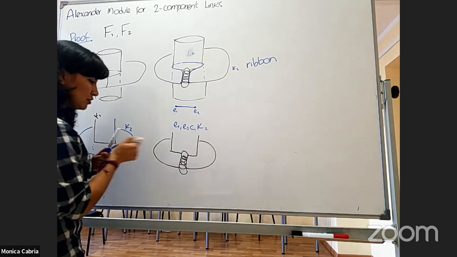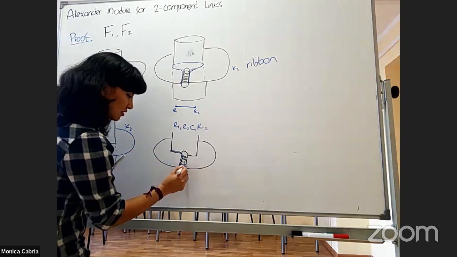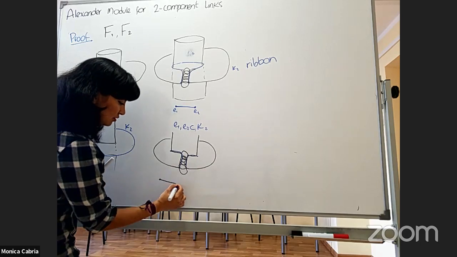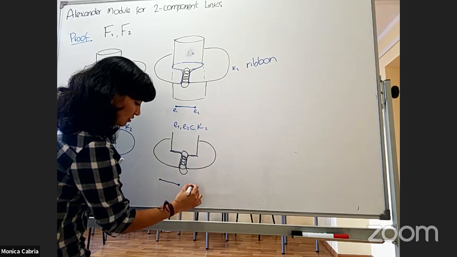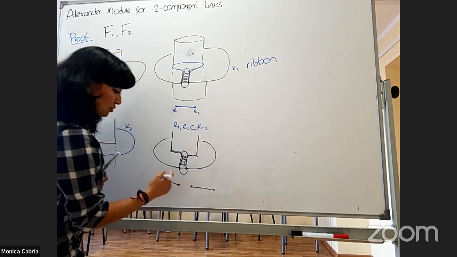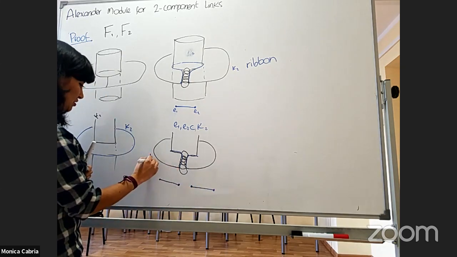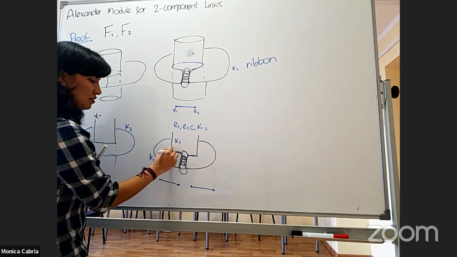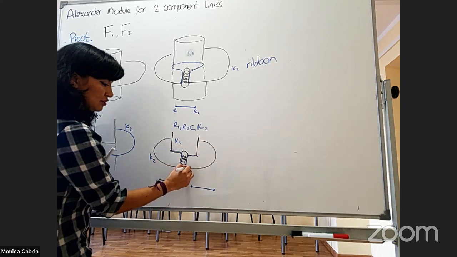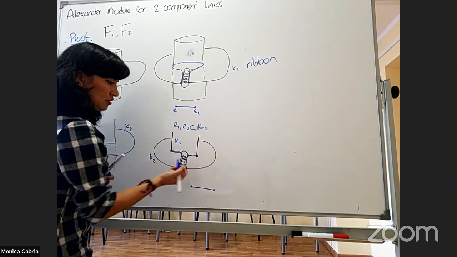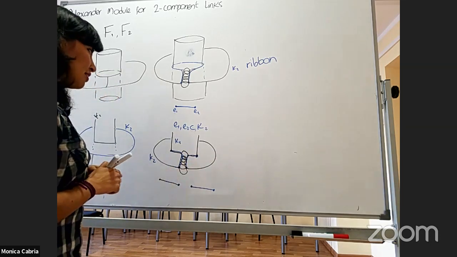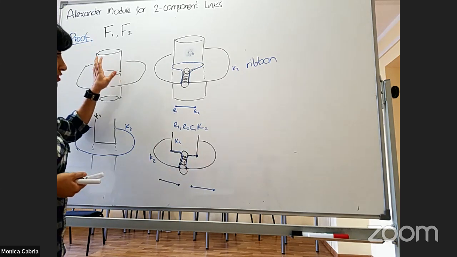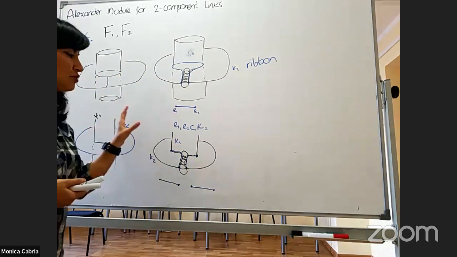Yeah, so now we have these two parts, this and this. So we have two edges whose endpoints are one in K2 and one in K1, right? And this is also K2 and K1. So for each circle we have a ribbon, and for each ribbon we have two clasps.